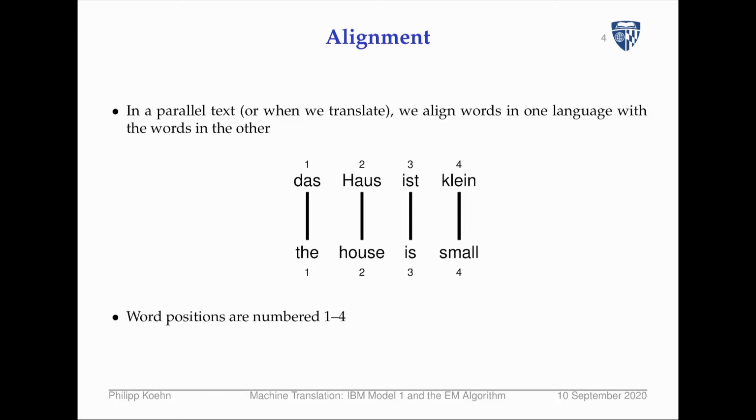But let's assume someone did that for us and aligned up the sentence and said, for instance, that the word das is a translation into the, Haus is a translation to house, ist is a translation to is, and klein is a translation to small. So let's formalize that. We're going to number the word positions 1, 2, 3, 4 on the German side and 1, 2, 3, 4 on the English side.